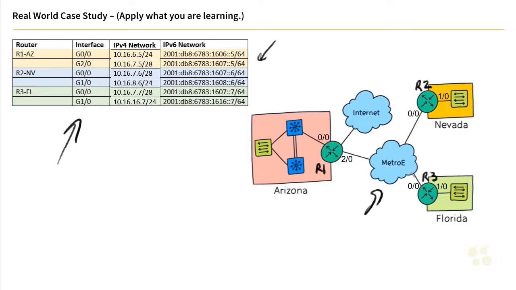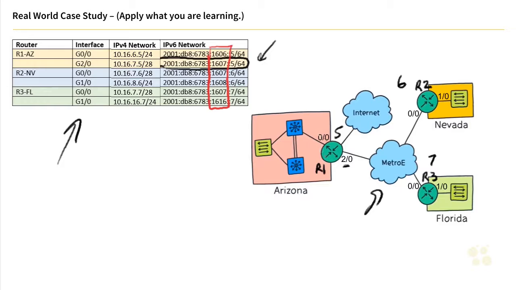So for the Metro Ethernet network that's common to the Nevada, Florida, and the Arizona routers, that's off of interface 2/0 on R1, which is right here. So it's 2001:DB8:6783:1607, and then for the router numbers, R1 is going to end in 5, R2 is going to end in 6, and Florida R3 is going to end in 7. And if we add the networks here, I'm just going to put this portion of the IP address for documentation brevity, so we can see where those networks are.